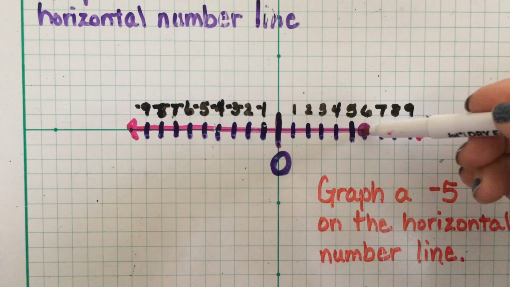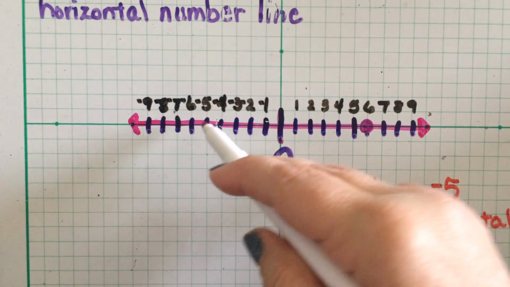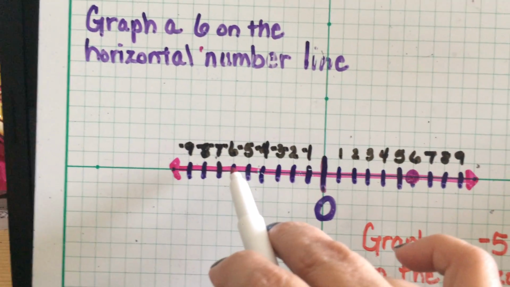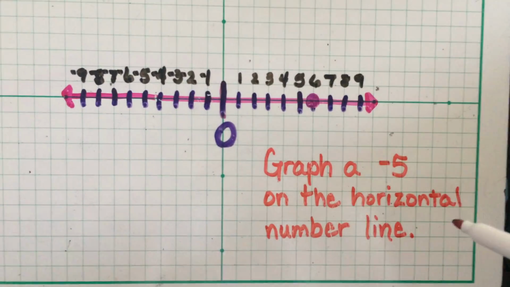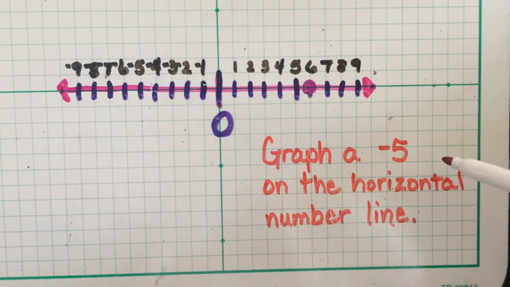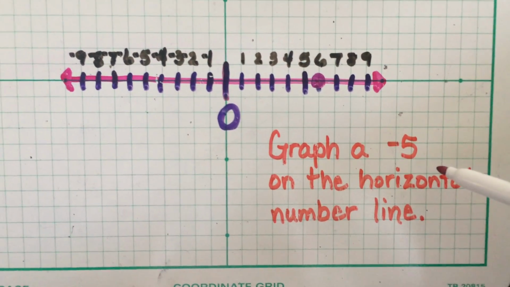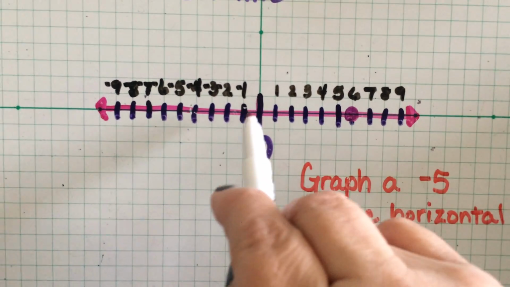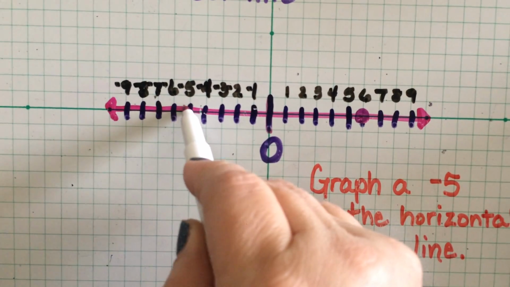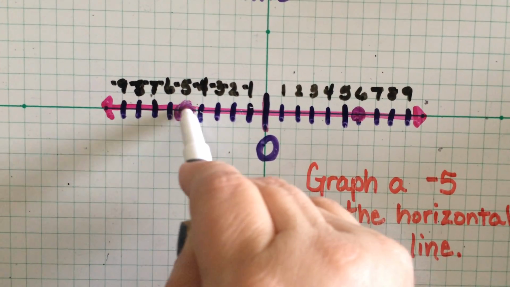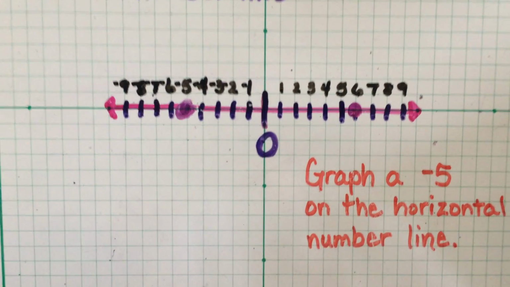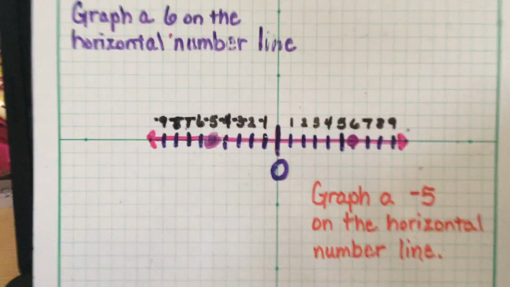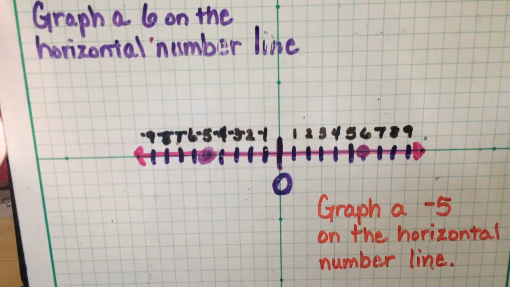Why did I choose that 6 instead of that one? Because this one's positive, and it asks for a positive. This one over here is negative. This one says graph a -5 on the horizontal number line. I bet that means I go to the negative side. What do you think? So I'll go to the -5, and I'll just put a simple dot. Is that too hard? No. My cat even said no, if you heard her.